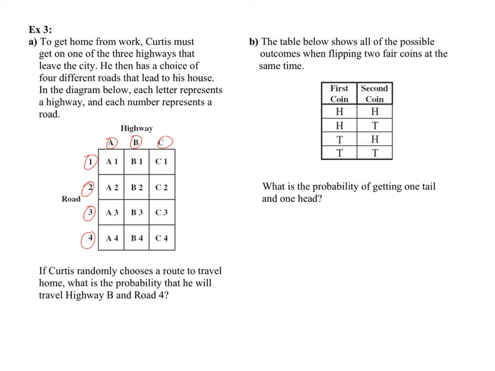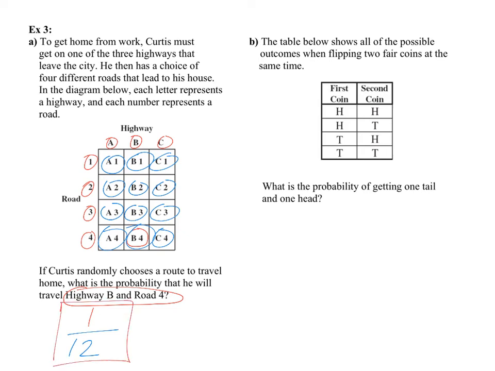If Curtis randomly chooses a route to travel home, what is the probability that he will travel highway B and road 4? So that's one possible outcome, highway B, road 4. How many outcomes are there altogether? 1, 2, 3, 4, 5, 6, 7, 8, 9, 10, 11, 12. There are 12 outcomes possible, but there's only one desired outcome. So the probability is 1/12.